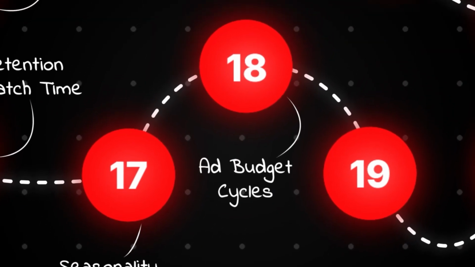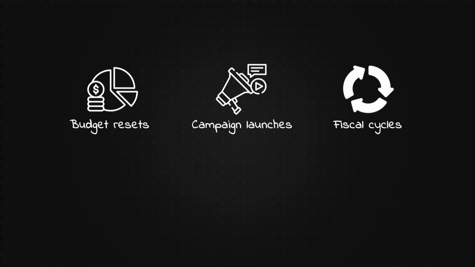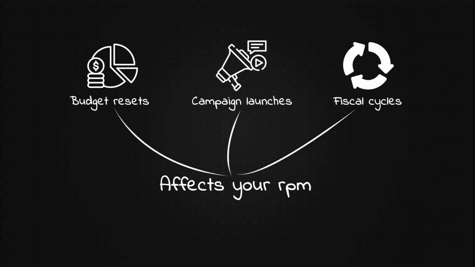Advertisers don't spend evenly all year round. Their spending rises and then falls based on budget resets, campaign launches and fiscal cycles, and this directly affects your RPM. Each niche has its own rhythm. For example, if you have a channel about Easter eggs, your highest RPMs are almost definitely going to be around Easter, because that's when the perfect advertisers are spending most aggressively.